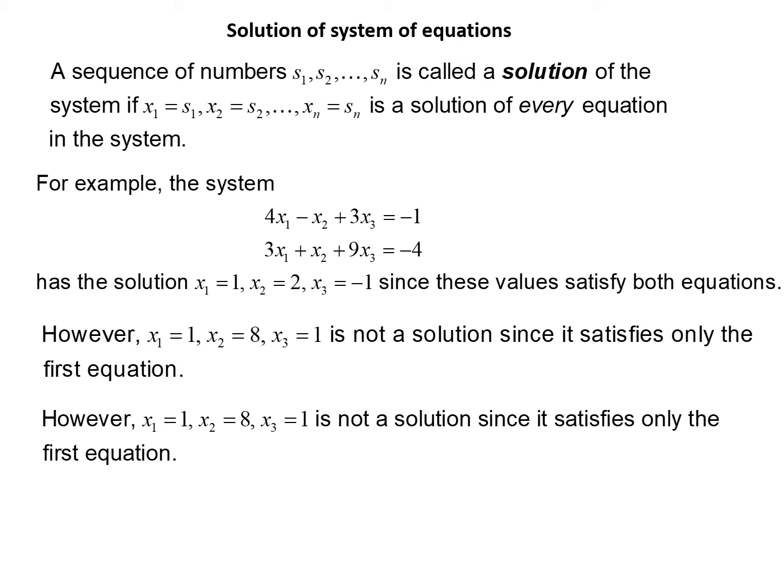However, if you plug in x1 equal to 1, x2 equal to 8, x3 equal to 1, it is not a solution since it satisfies only the first equation. So what does it mean? It means a sequence of numbers is called the solution of a system if it satisfies the left hand side equal to right hand side.